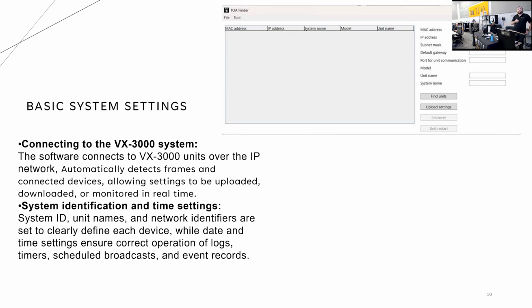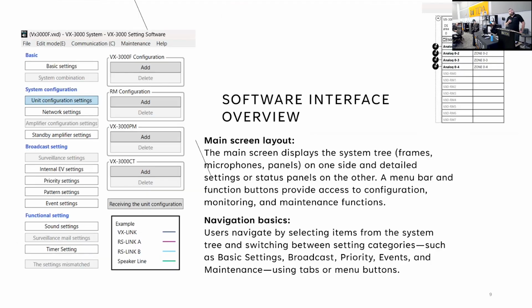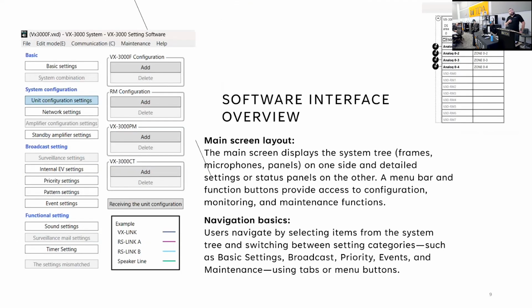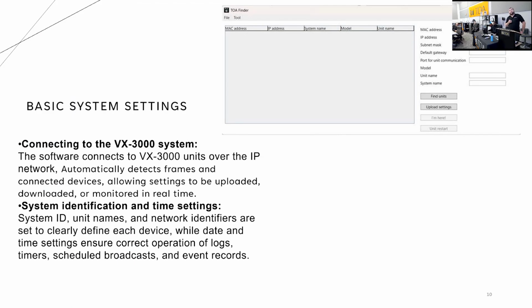Connected to the VX3000, you will go to this menu bar. On the top of the menu, there's a communication, and you're accessing the discovery mode. So in this window, you will see all the network devices, the frames in the network, and you can assign IP addresses for them.